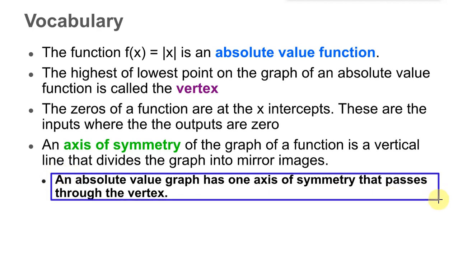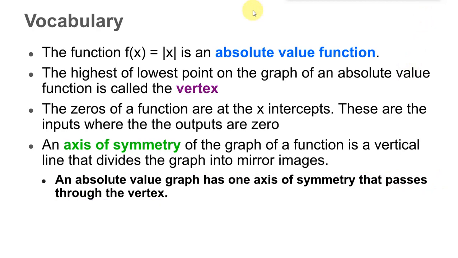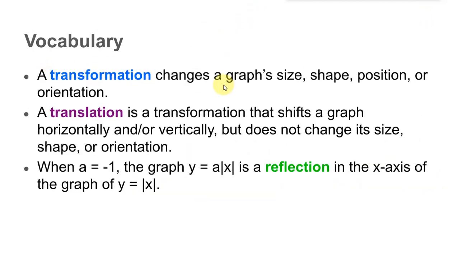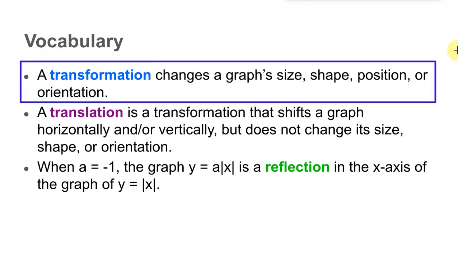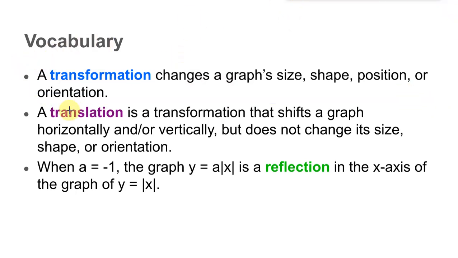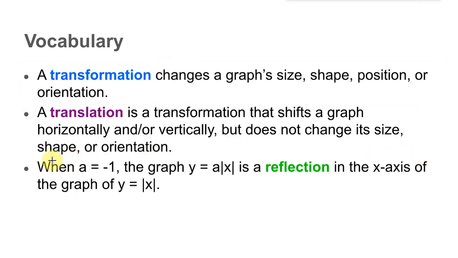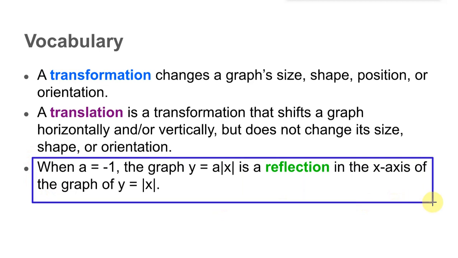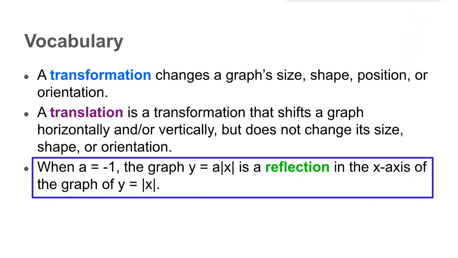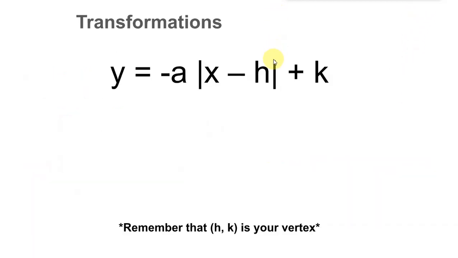And next we're going to talk about transformations of absolute value functions. Transformation, just to review, is when we change the graph's size, shape, position, or orientation. Now, a translation is a transformation. However, it is just a horizontal or a vertical shift. It does not change the size. And then remember, when we multiply the entire function by -1, it reflects over the x-axis.